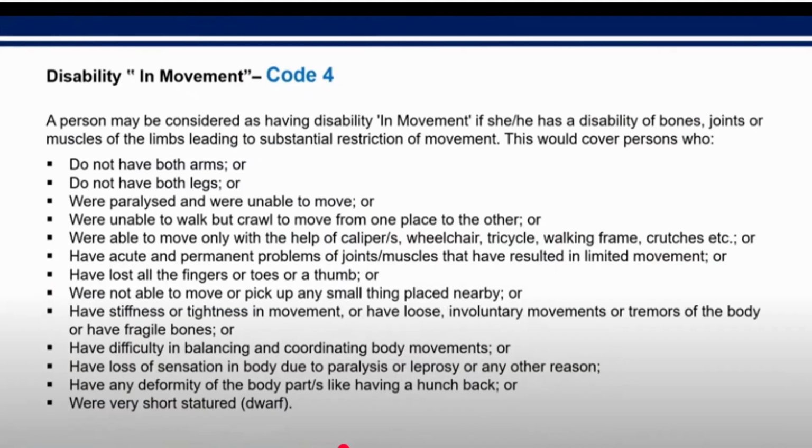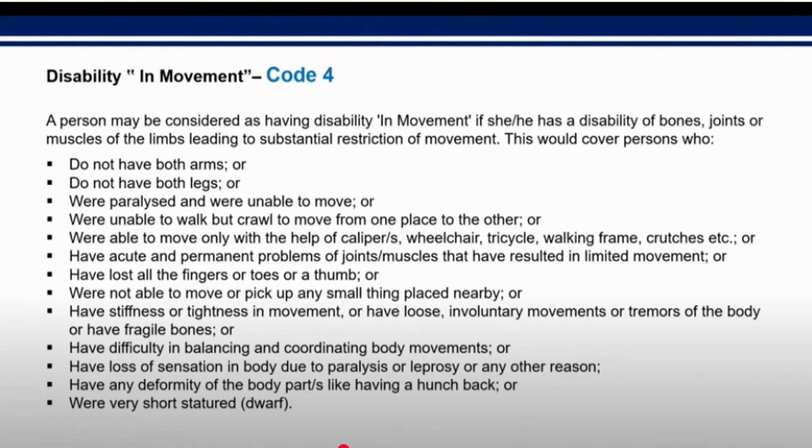Then disability in movement, that is the major challenge for architects. So what can be the solutions for these particular disabilities, which is indicated as code 4? A person may be considered as having disability in movement if there is a disability of bones, joints, or muscles of limbs leading to substantial restrictions of movement. This would cover persons who do not have both arms, which we already discussed with the help of photographs.